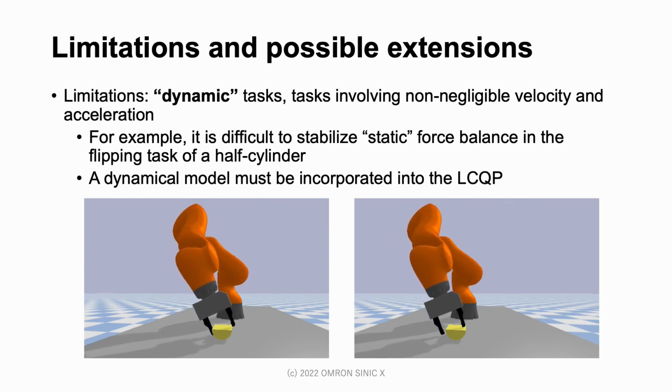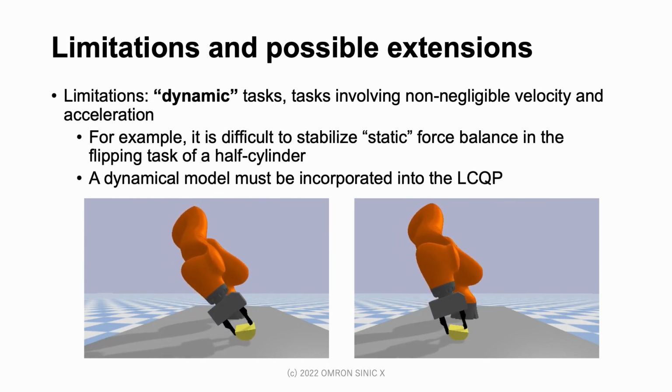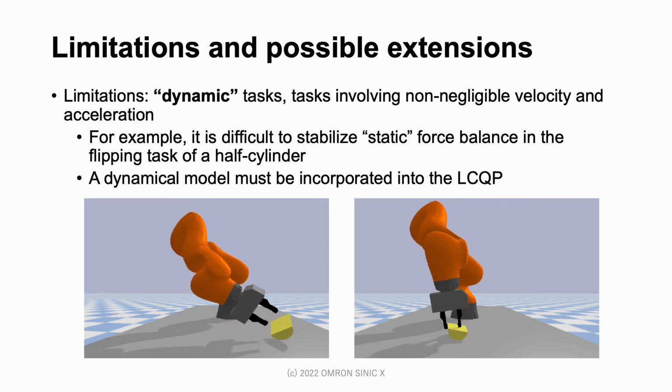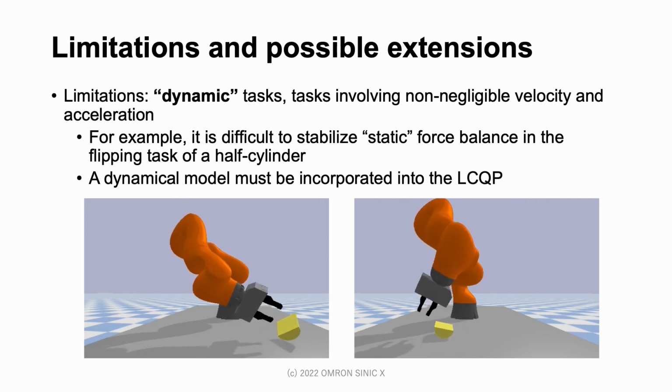Finally, we introduce limitations and possible extensions. Limitations of the proposed method are dynamic tasks, which involve non-negligible velocity and accelerations. For example, it is difficult to stabilize static force balance in flipping of a half cylinder. A possible extension is to incorporate dynamical model into the LCQP formulations.